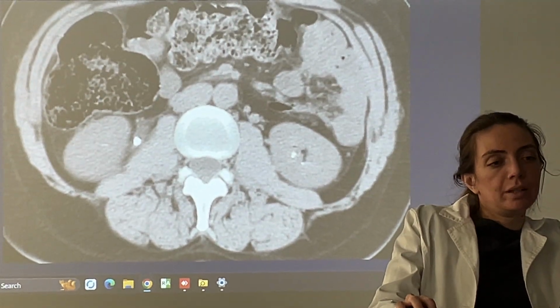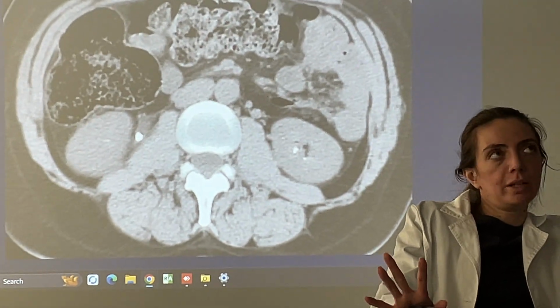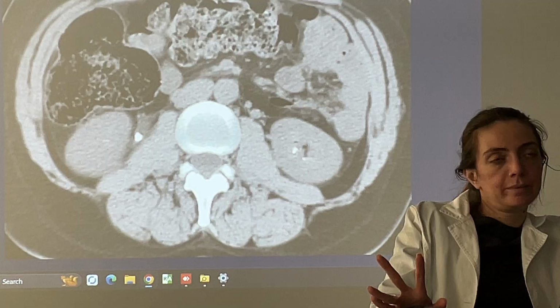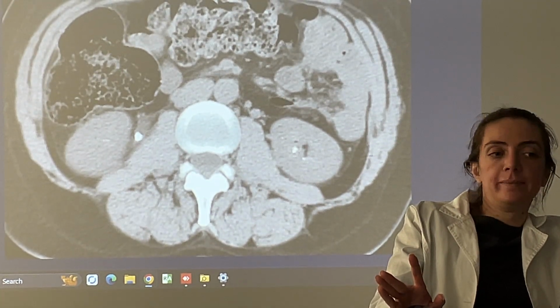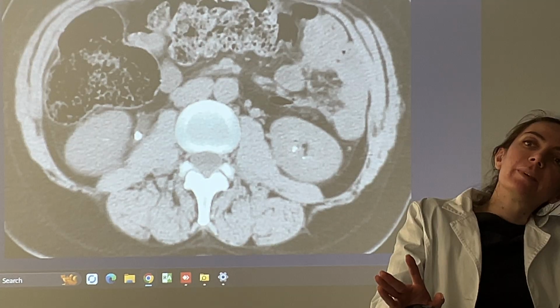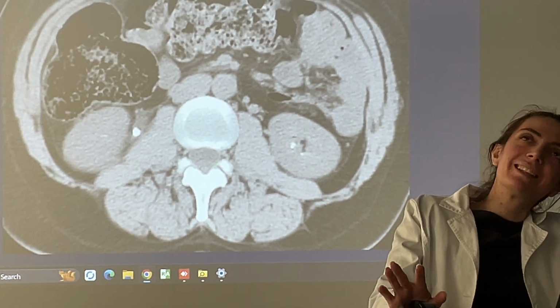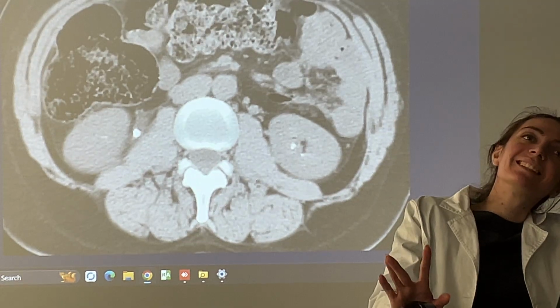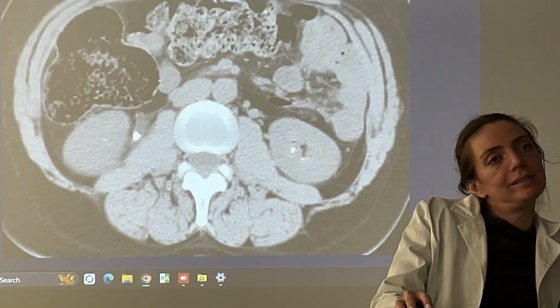Again, stone, that white. First of all, what type of examination is this? CT. Which projection? Axial. Okay. Which view? Which window? Bone or soft tissue? Soft tissue. Soft tissue. Bone appears white.